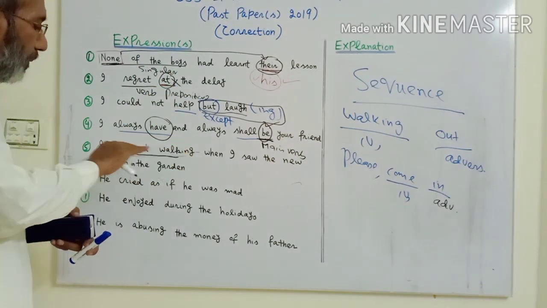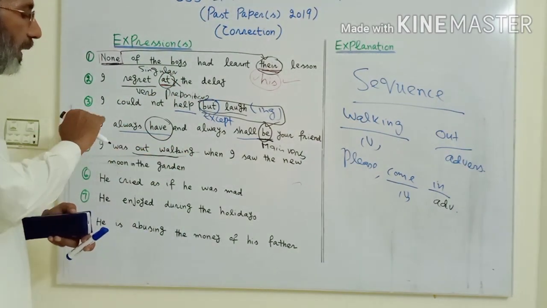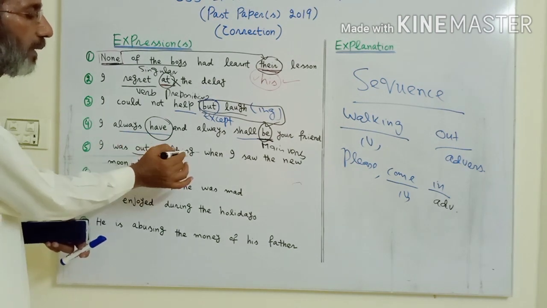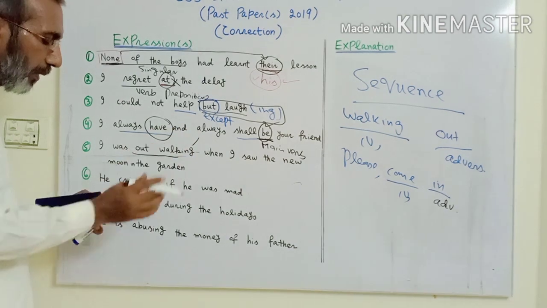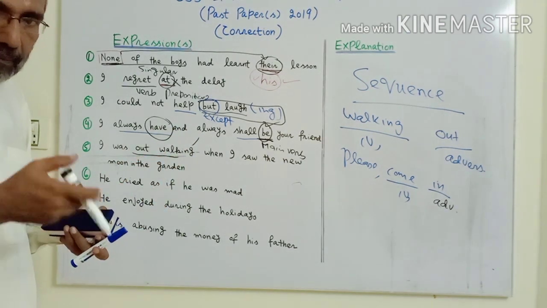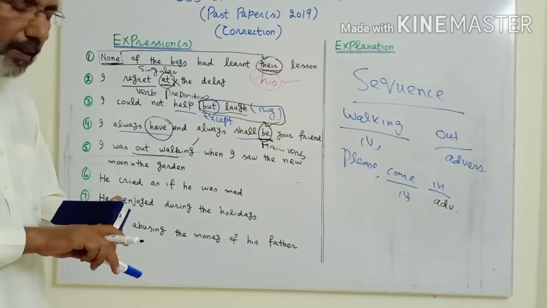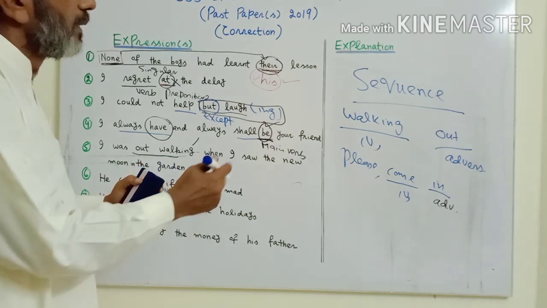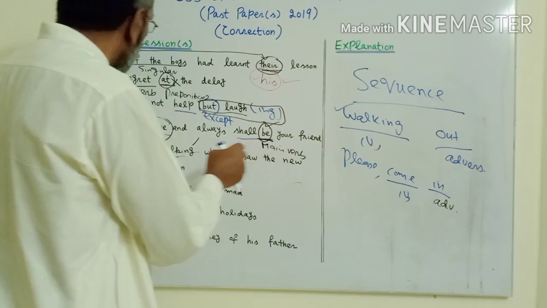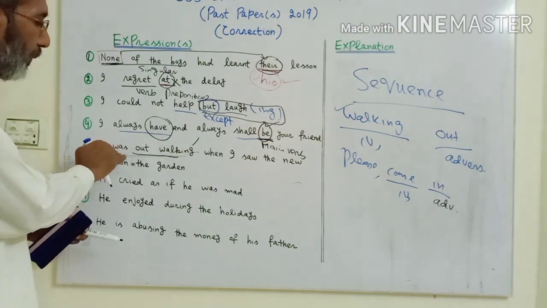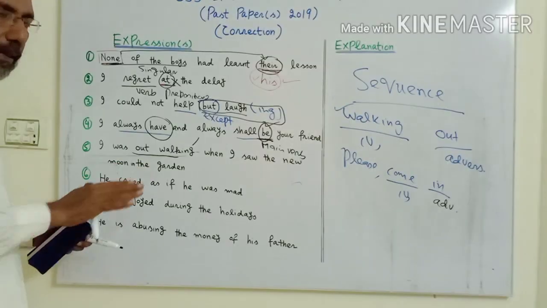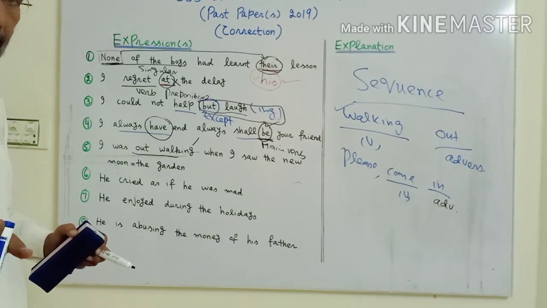Over here, the expression is very simple. He was out walking. Actually, we want to say he was walking, and he was walking where? He was walking out. Right? Out of his residence, whatever. So, the sequence should be proper. So, this is the correct expression. But the final statement: I was walking out when I saw the new moon in the garden. Any confusion? Okay.